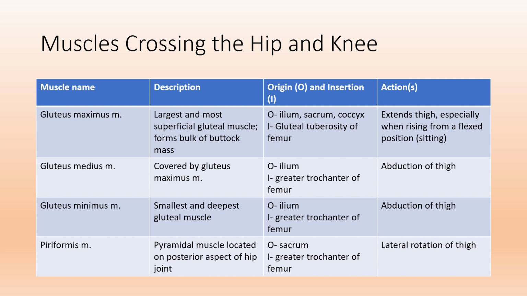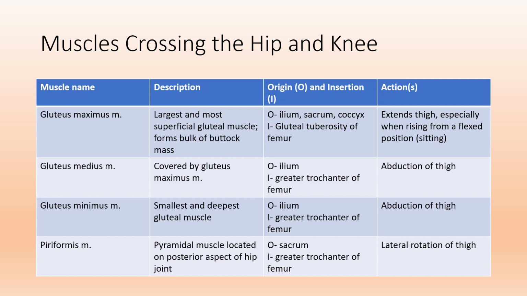Gluteus minimus, the deepest and the smallest of the three gluteal muscles, also coming from the ilium, heading over to the greater trochanter, abduction of the thigh. And last but not least, we bring this last muscle in because it's extremely relevant in the clinic, whether it's in physical therapy or muscle rehab or athletic training.